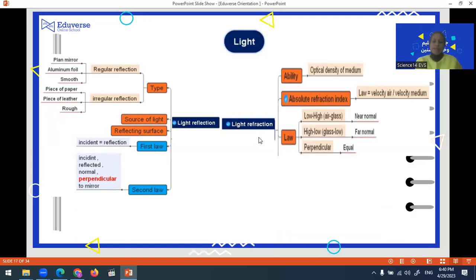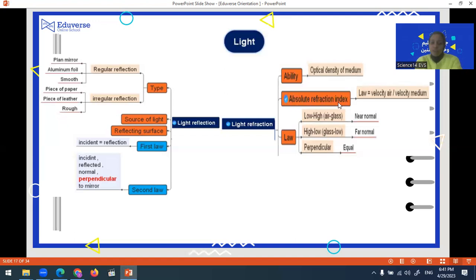Let's take very quick tips about light refraction, which is انكسار الضوء. Light refraction depends on the ability of the medium. So every medium is going to have a different optical density. So we have a term we can call the optical density of the medium.